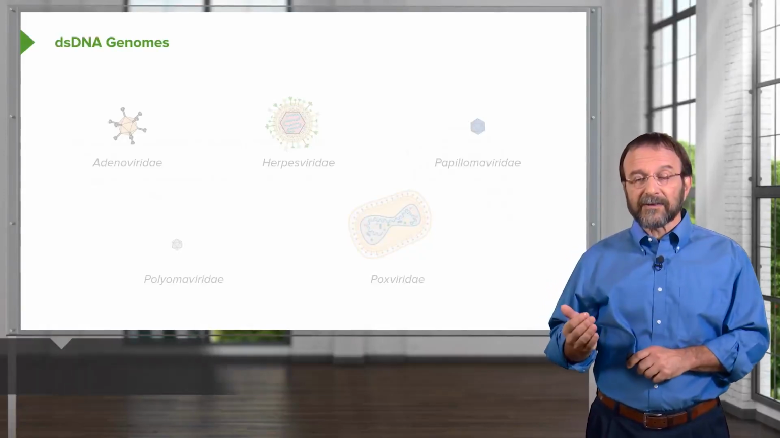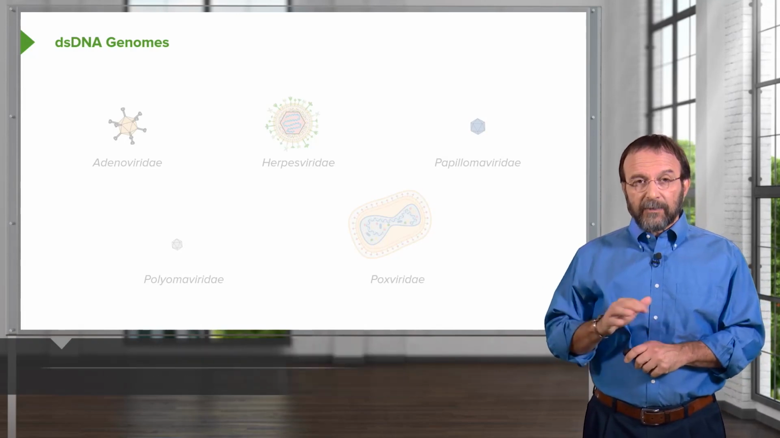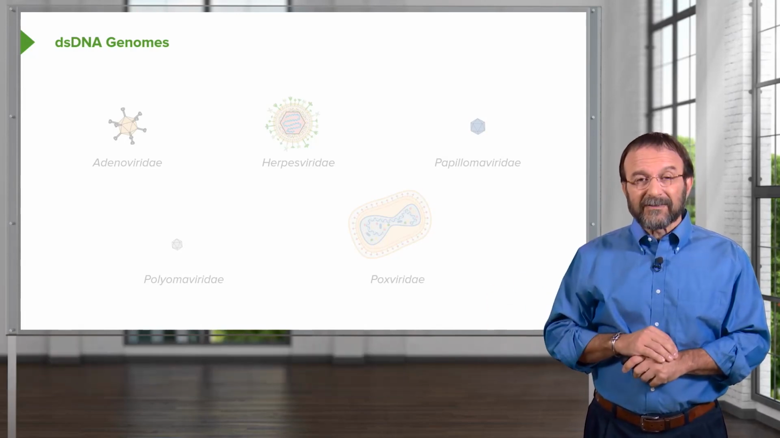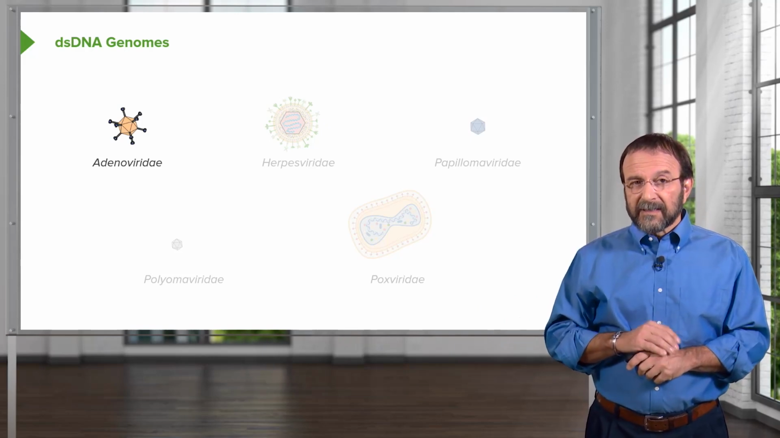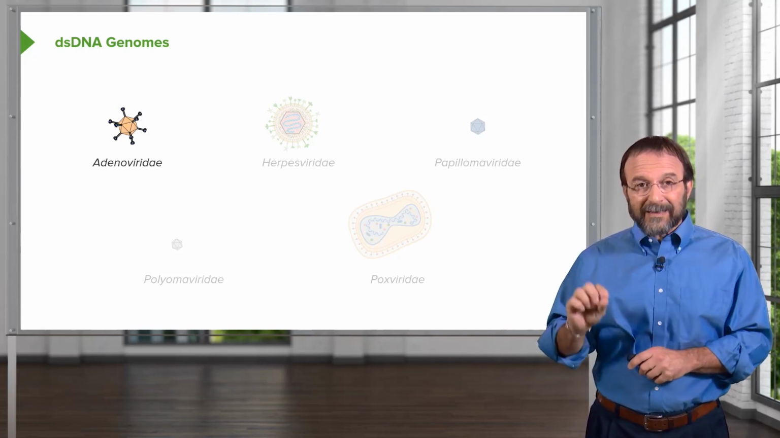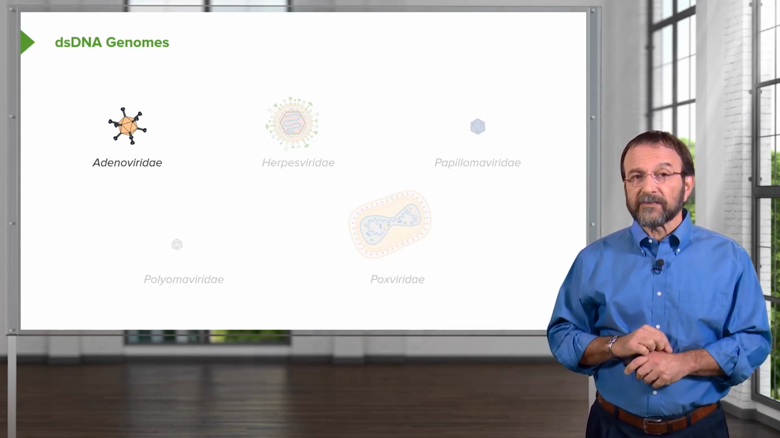Let's start with viruses that have double-stranded DNA genomes. And I want to mention 5 different viruses in this category. The first are the adenoviruses. Now we're using here the family designation for these viruses. So adenoviruses would be Adenoviridae.